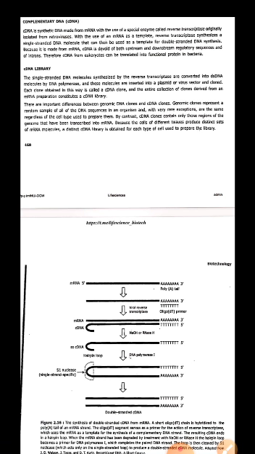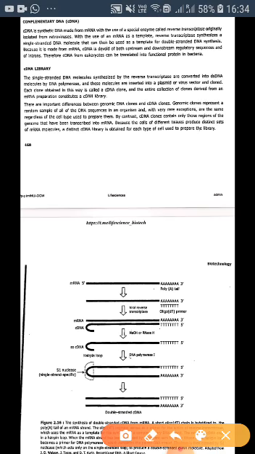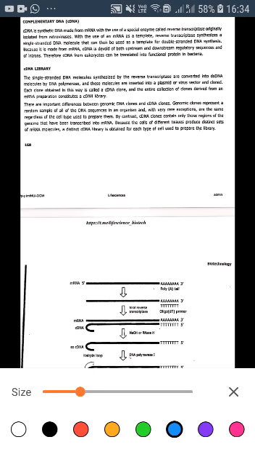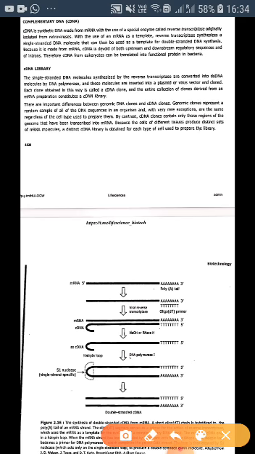So this is a flow diagram of the cDNA library. mRNA, 5' to 3' messenger RNA with a poly A tail, and by the use of the viral reverse transcriptase enzyme, we are making cDNA, complementary DNA.